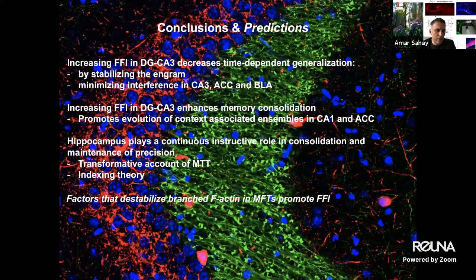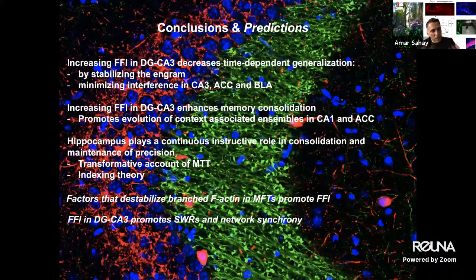And there are several predictions that come out from our work. Based on the data, a lot of which I haven't shown you here, we would predict that at a molecular level, factors that destabilize branched F-actin and mossy fiber terminals would promote granule cell connectivity with parvalbumin inhibitory neurons. A direct outcome, a prediction, is that feed-forward inhibition in DG-CA3 promotes hippocampal cortical communication based on the data that I've shown you. That's probably mediated by an elevation in frequency or duration of ripples, as well as coupling, perhaps, between ripples and spindles in the PFC. And these are experiments that we are actively pursuing.